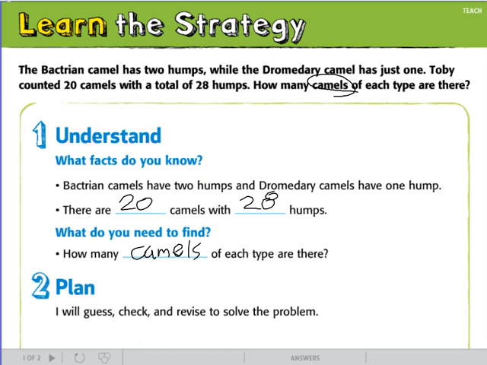Okay, so we're looking for how many camels of each type there are. Now we're going to guess, check, and revise to solve this problem. Guess means we're going to come up with what we think is the answer. So let's take a look.